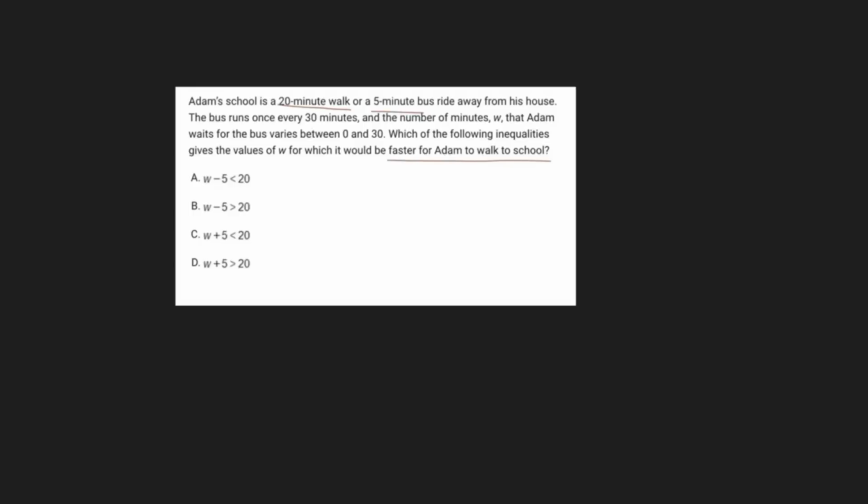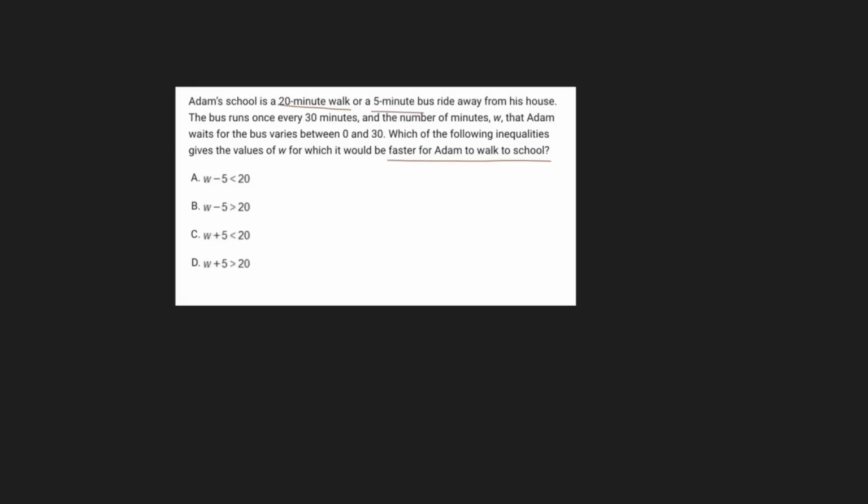Right, so the first thing to notice here is that for all of our inequalities, everything on the right side is a constant 20, right? So that represents that 20-minute walk that Adam has the option to take. Everything on the left side, therefore, represents that bus ride. So it's the 5 minutes of the bus ride from his house to the school, including that waiting time between 0 to 30 minutes. So if we want the inequality that shows that it's faster for Adam to walk to school, that means that 20 minutes is going to have to be less than whatever's on the left side, because then that shows that it takes less time, right?